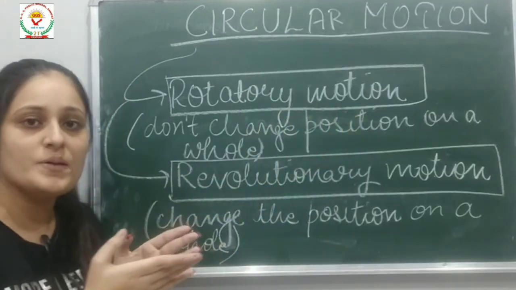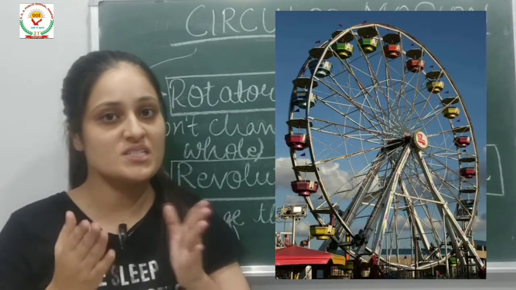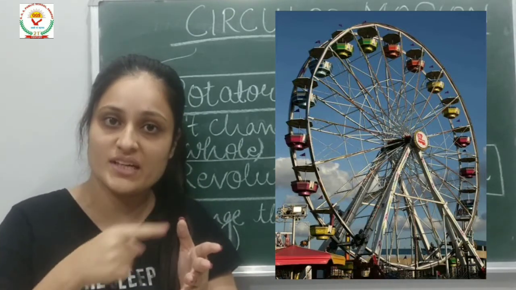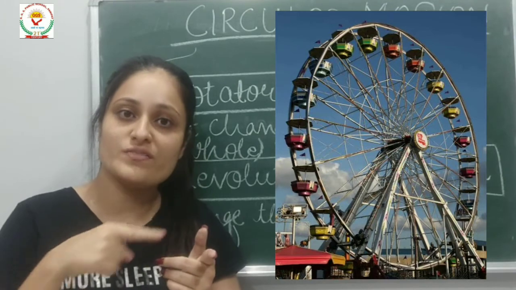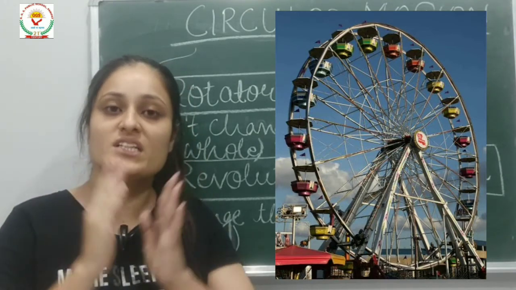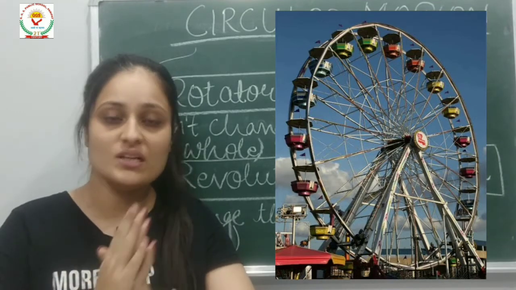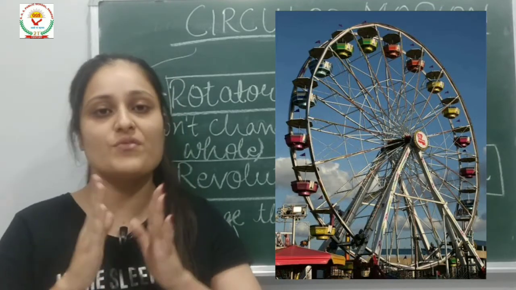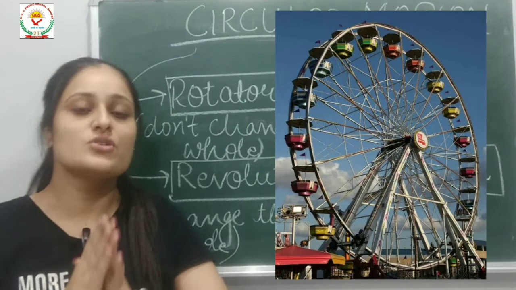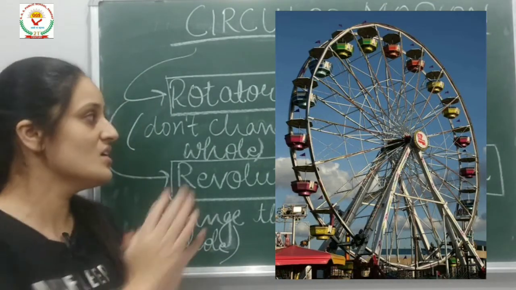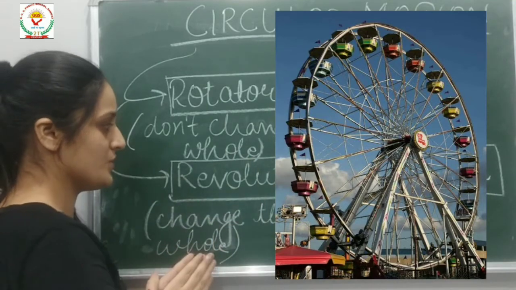Second example, a giant wheel. You must have seen it in fairs. You must have seen that swing in fairs which we call a giant wheel. The chairs of that giant wheel keep on rotating, but the whole giant wheel cannot be transferred from one place to another. So the motion of the giant wheel can be said to be rotatory motion.